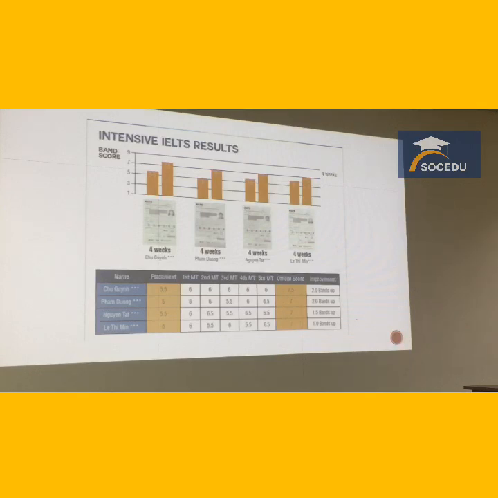So you can see there that from the very beginning of the study of the students, from the placement test, they get to start with 5.5, 6, 5.5. And we even have students who started lower than that level. And after their 4 weeks of study here, they get to have an increase in their IELTS score, like a 2.0 bands up, 2.5, 1.5 band up, or even 1 band up.